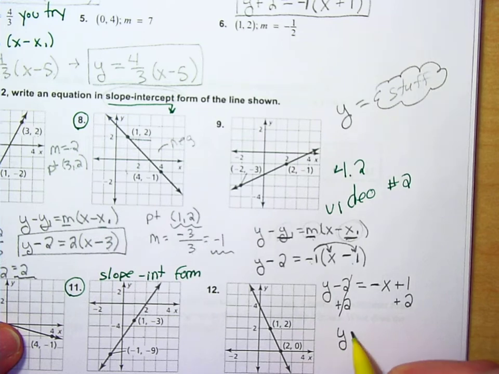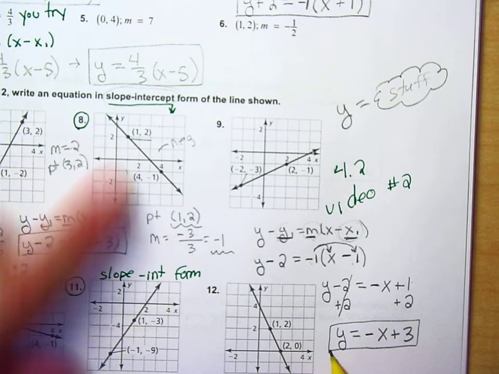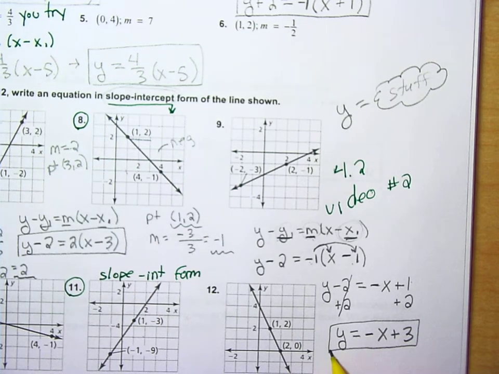So on the left side of the equal sign, I'm left with y all by itself. -x, no like terms to combine that with. So bring that down. 1 and 2 are like terms, so combine those and I get +3. So this is the equation for, which one were we doing here? Number 8.